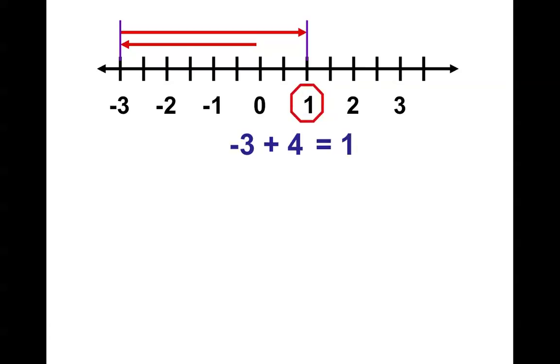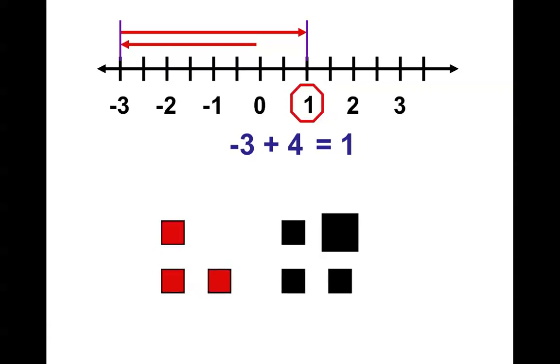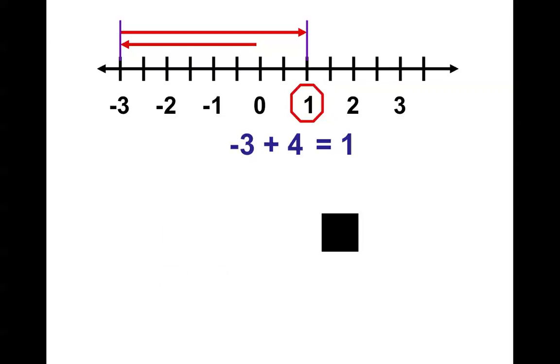If we look at the blocks, you'll notice there are 3 reds and 4 blacks. 3 of the reds and 3 of the blacks become a zero pair, and all they do is they vanish. See it again? They vanish. Notice there's 1 black box left, and that's why the answer is positive 1.